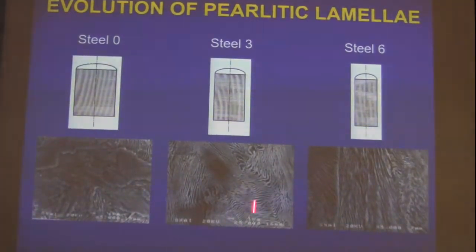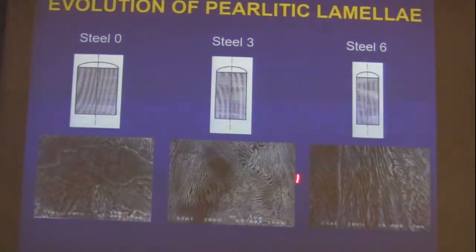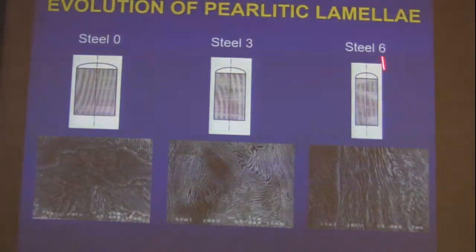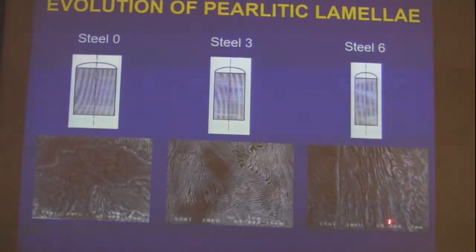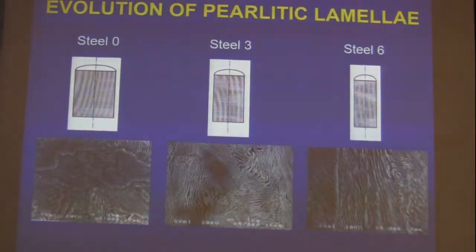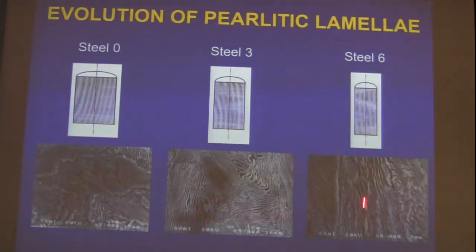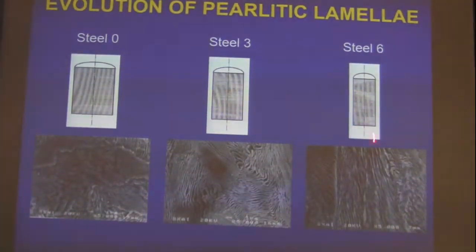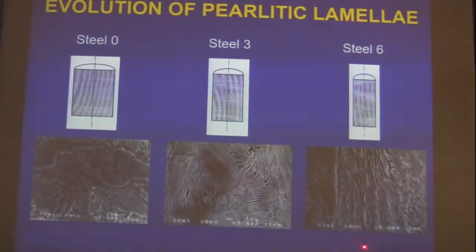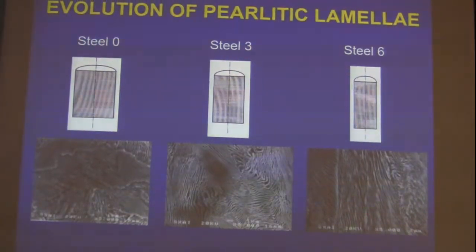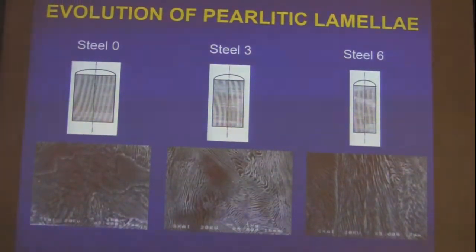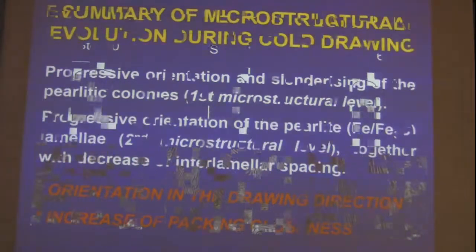In slightly drawn steel, we have a slight orientation of both colonies and lamella, and in the pre-stressing steel, the fully cold drawn commercial material, we have something like a micro-composite of lamella of pearlite and ferrite cementite, fully oriented, almost fully aligned in the cold drawing direction, or y-axis.